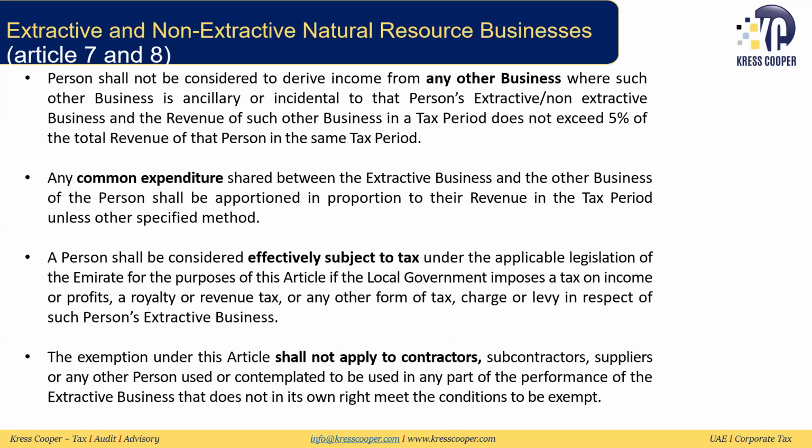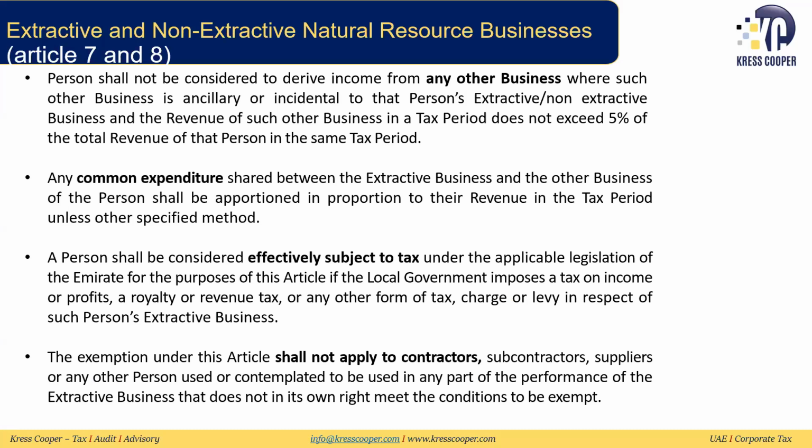So just to summarize again, persons shall not be considered to derive income from any other business where such business is ancillary or incidental to the person's extractive or non-extractive business, and the revenue of such business in the tax period does not exceed 5% of the total revenue of that person in the same tax period. Like we discussed, then they will not be considered to be deriving income from any other business. This will be part of the extractive and non-extractive business if it is under this threshold.